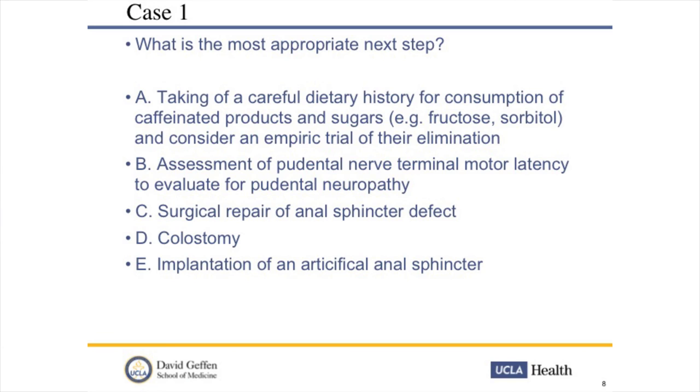B, assessment of the pudendal nerve terminal motor latency to evaluate for a pudendal neuropathy. C, surgical repair of the anal sphincter defect. She's already had one. D, colostomy. And E, implantation of an artificial anal sphincter.